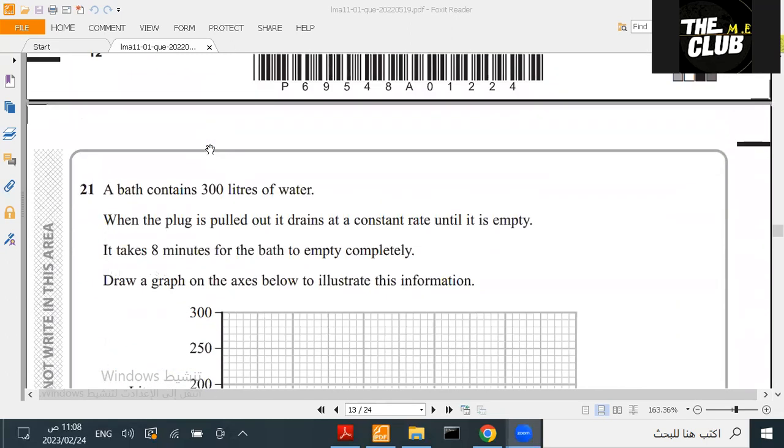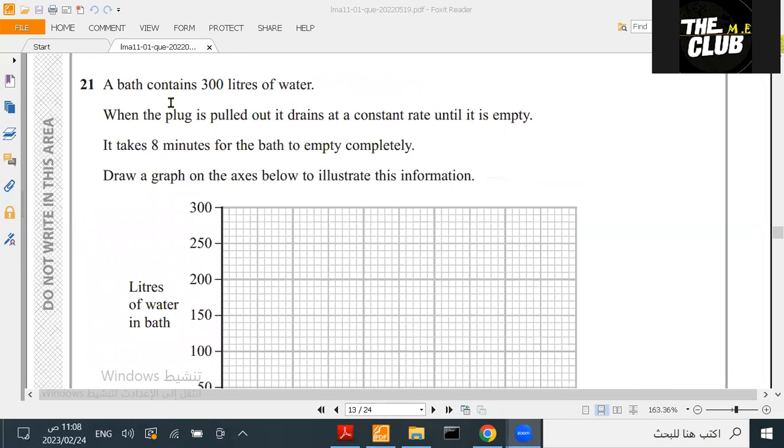Next question, question 21. A bath contains 300 liters of water. When the plug is pulled out, it drains at a constant rate until it is empty. It takes 8 minutes for the bath to empty completely. Draw a graph on the axis below to illustrate this information.